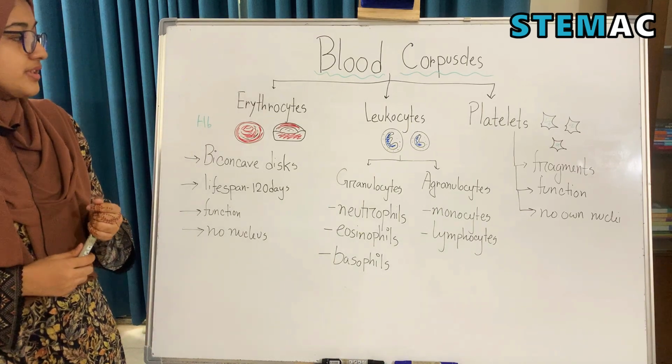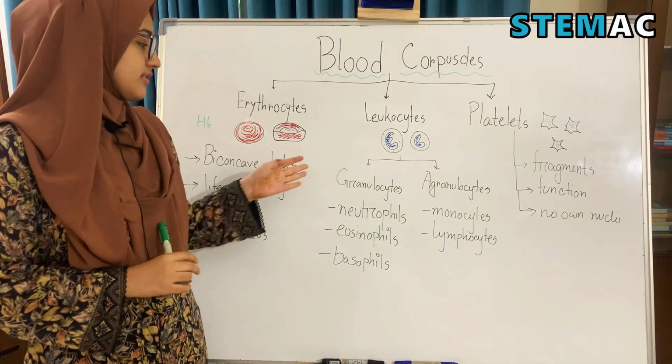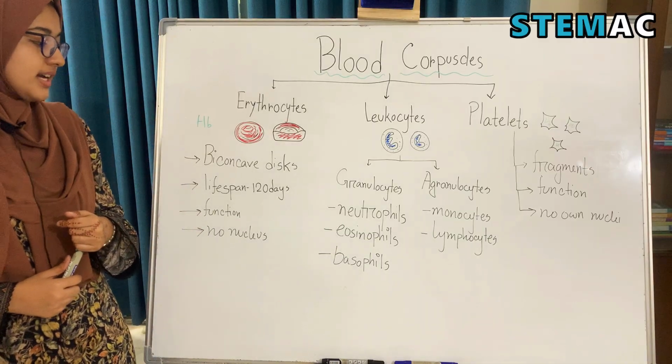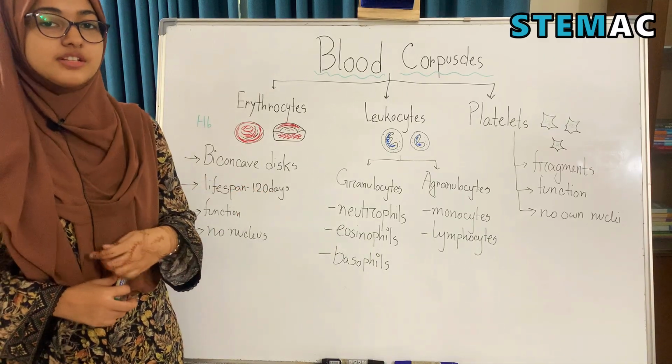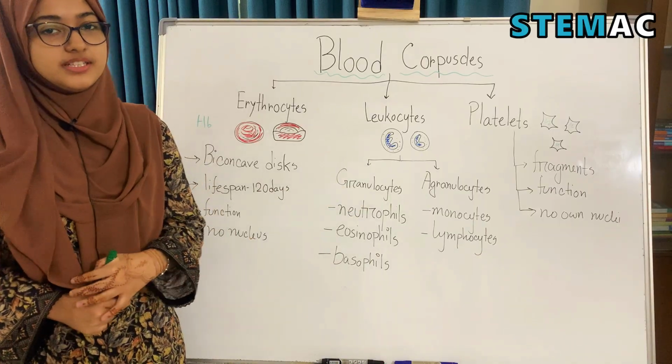And then we have leukocytes here. There are two types of leukocytes: granulocytes and agranulocytes. The granulocytes are neutrophils, eosinophils and basophils, and the agranulocytes are monocytes and lymphocytes.